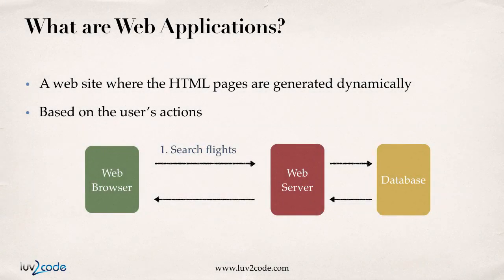All right. So you may wonder what happens behind the scenes. Well, behind the scenes, in the web browser, you select search flights. Then it goes to the web server. What the web server will do is submit a request to the database using SQL. And then once it has results, it'll take that information and send back an HTML page on the fly. And that's the idea of a web application.